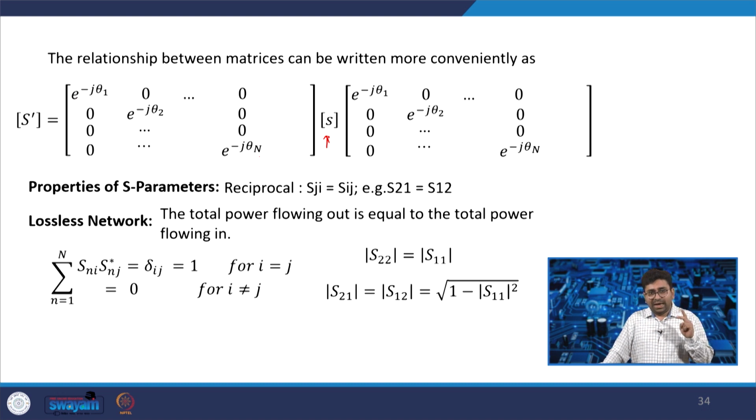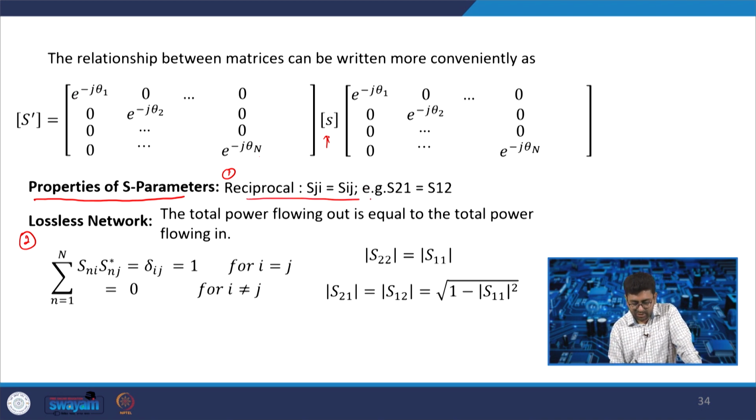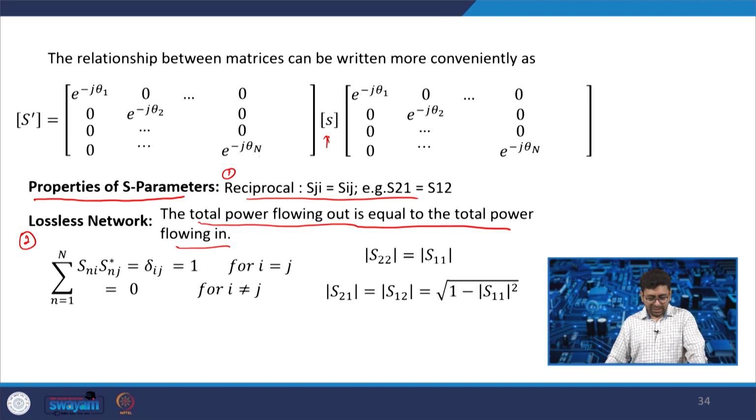So for S parameter, another important aspect is the properties of S parameter. Two basic properties of S parameter are reciprocity and lossless network. If your Sij is equal to Sji, you can say your two port network is reciprocal. If your total power flowing out is equal to total power flowing in, then you can consider it as lossless. So you can write your lossless condition, which is the sum over n equal to 1 to n of Sni Snj conjugate, which is equal to delta ij.